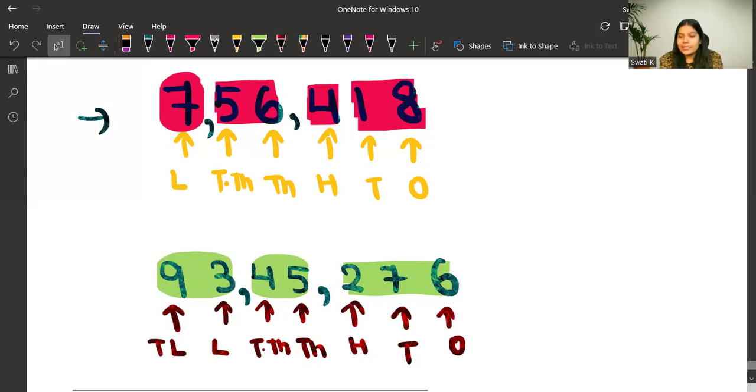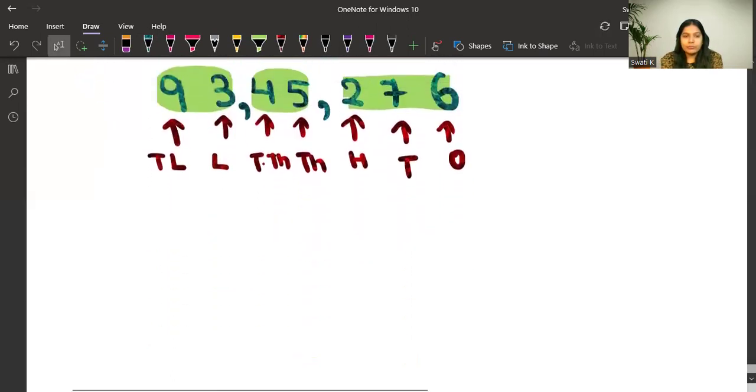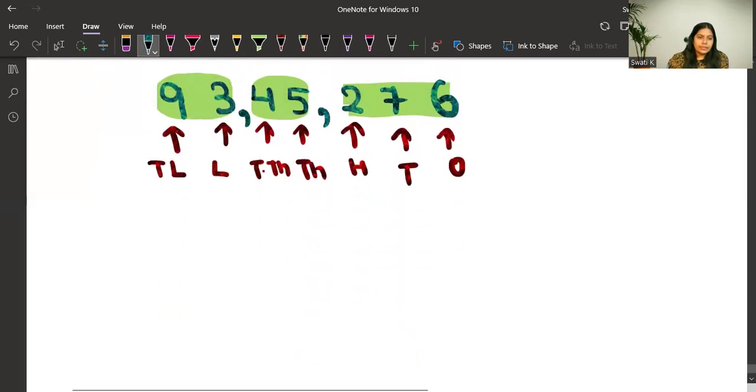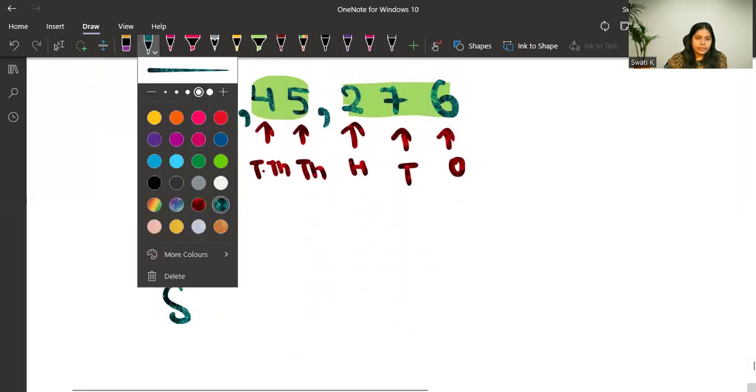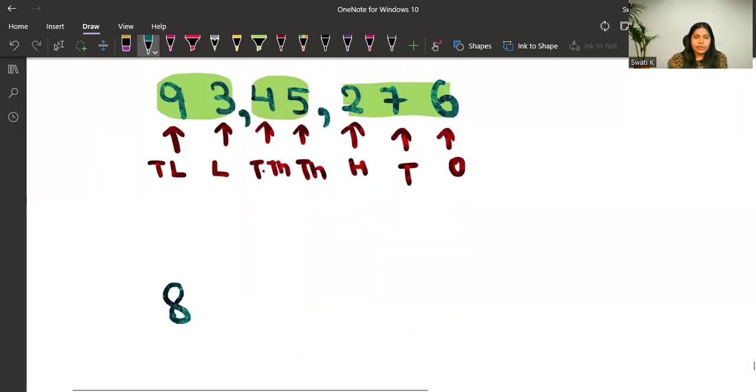Okay, let's take another example. I'll increase one more digit now. I have not included 0 in any question, so let's include 0 also. So 8019.